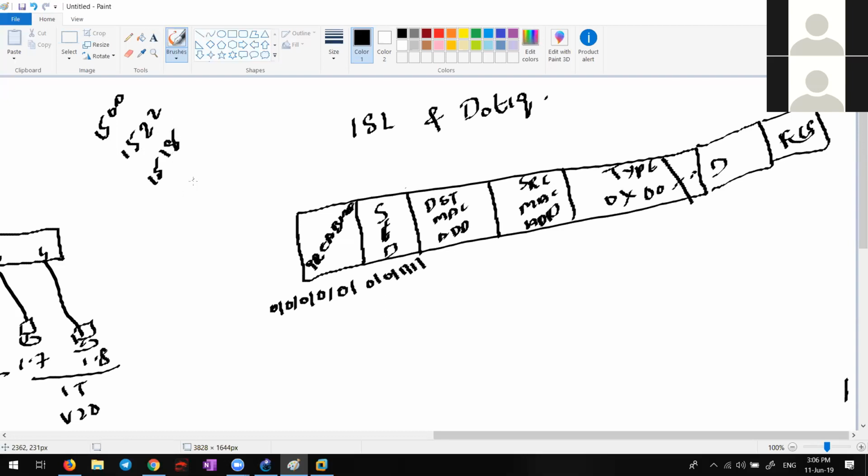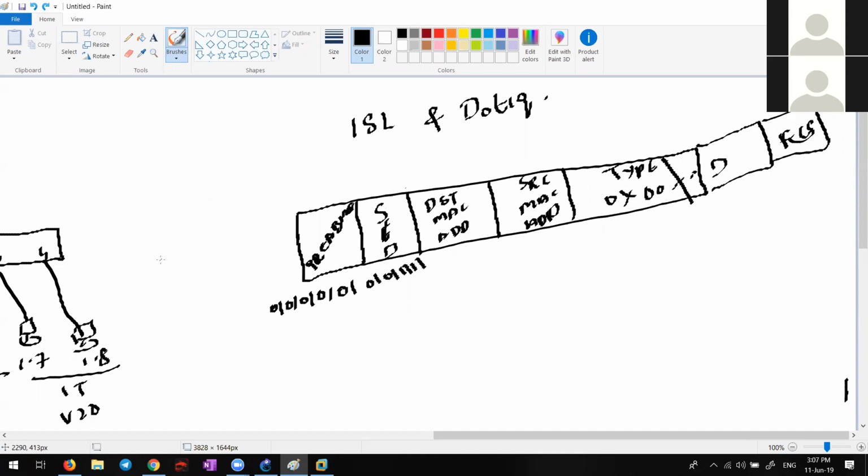1518. If you are adding ISL, what will happen? 1518 plus 26 is 1544. This is too much. It will be fragmented into 2 frames again. It's not a good idea, right? So that is why we don't use it. And it's too much size.